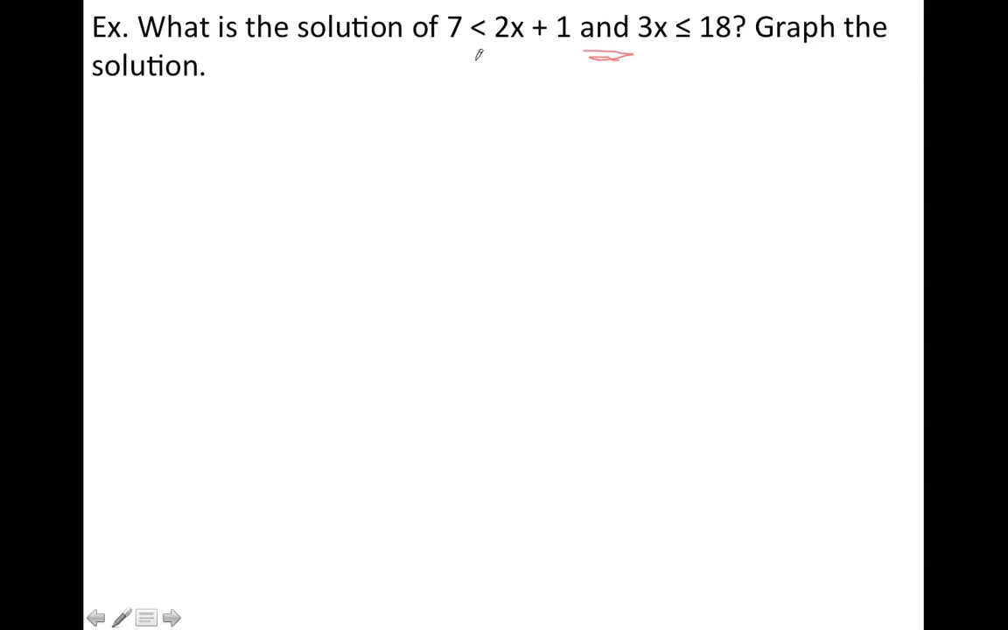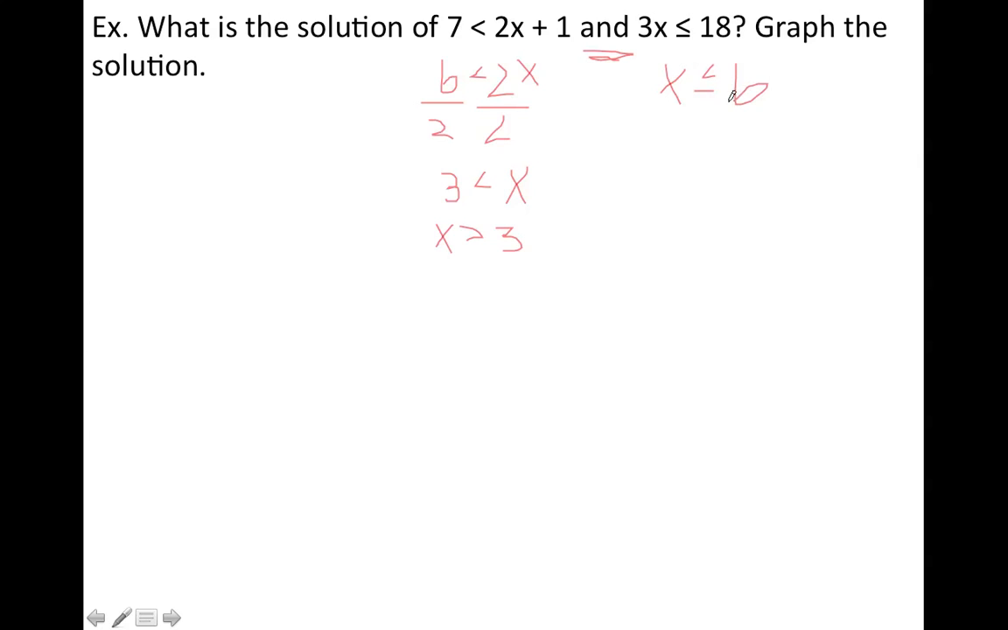So to solve the first one, we got to subtract 1 over, so we get 6 less than 2x. And to get x by itself, we need to divide by 2. And we'll have x greater than 3. Now, if you look, the x is on the right-hand side. My suggestion would be to rewrite it so x is on the left-hand side. Notice how the caret is open up towards our x, so I rewrite it like that. And we have 3. Then you solve the second one. That one's easy. All I have to do is divide by 3, so we get x less than or equal to 6.